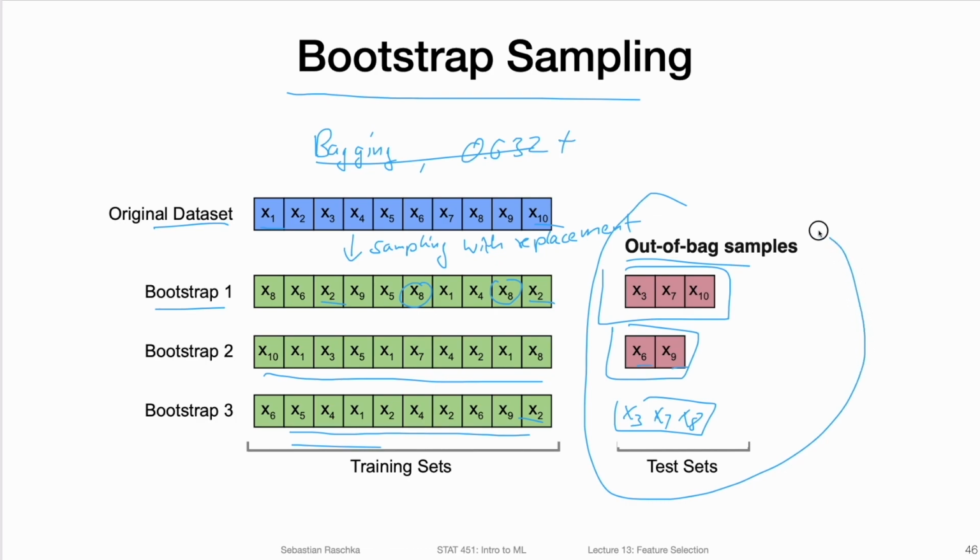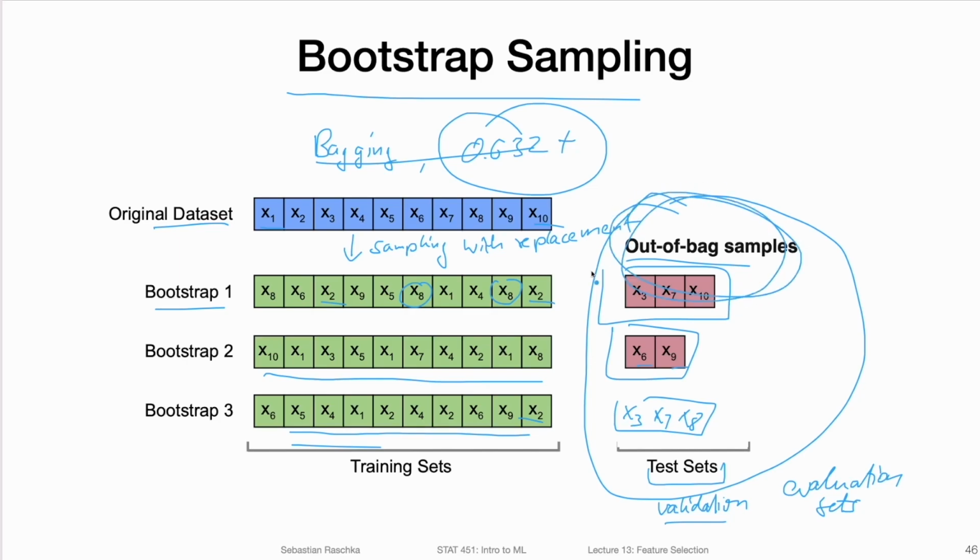the out-of-bag samples. And we can consider them as kind of like test sets or validation, or maybe better, evaluation sets, if you think back about how the 0.632 and 0.632 plus bootstrap works. And we will also use that concept that we have these out-of-bag samples for computing feature importance.